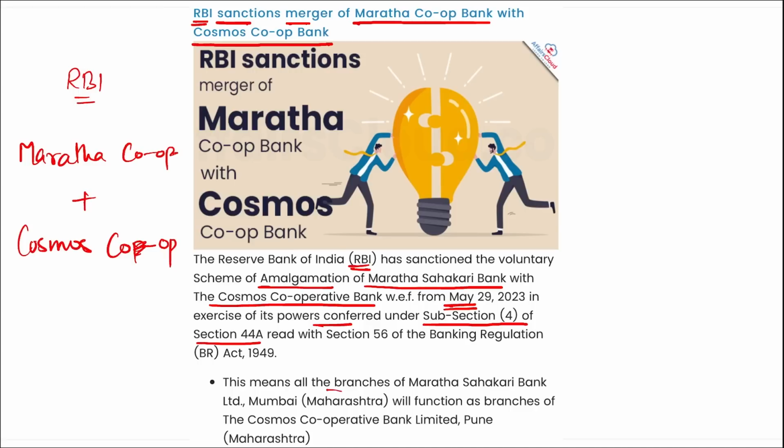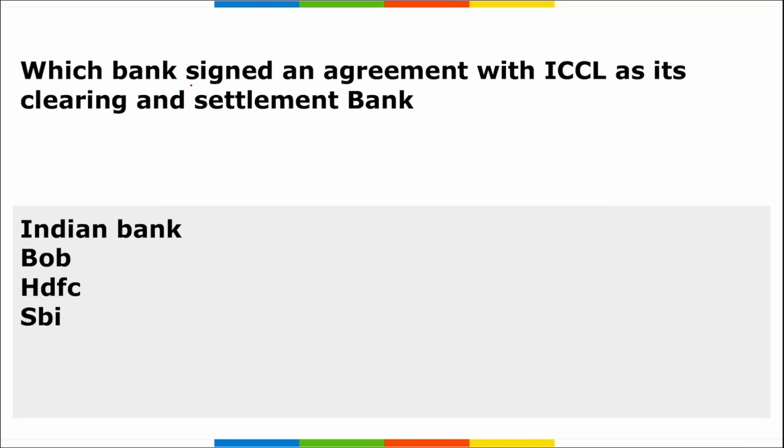Right? This means that all the branches of the Maratha Sahkari Bank Limited, Mumbai, Maharashtra will function as the branches of the Cosmos Cooperative Bank from Pune, Maharashtra now. Correct? Moving on. Which bank signed an agreement with ICCL as its clearing and settlement bank?